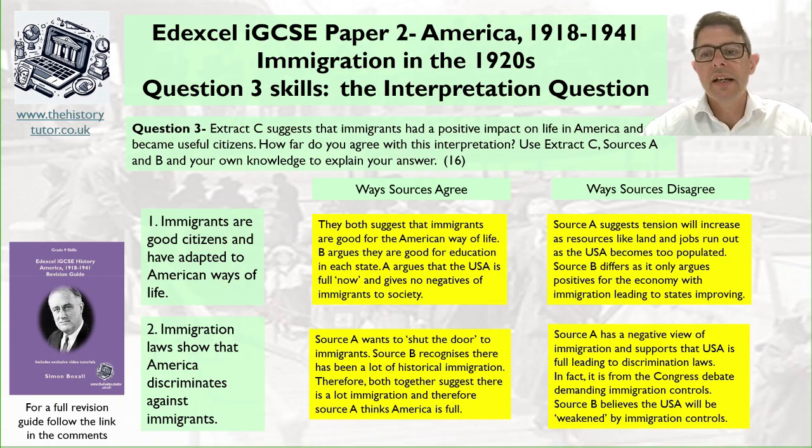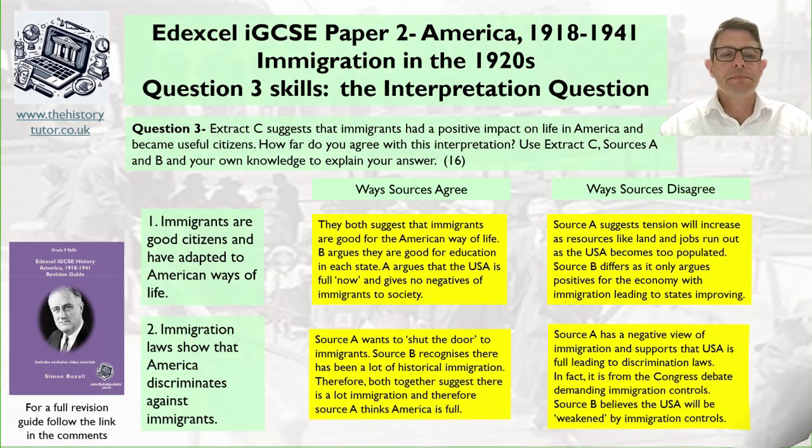immigration. And then the ways that sources might disagree with that second viewpoint: source A clearly has a negative view of immigration, supports the USA is full, leading to the laws. So the shut the door speech is really important in leading to the immigration laws in America. In fact, it is from the Congress debate demanding the immigration controls, as I said. Source B believes the USA will be weakened by immigration controls, so they clearly have a disagreement there.